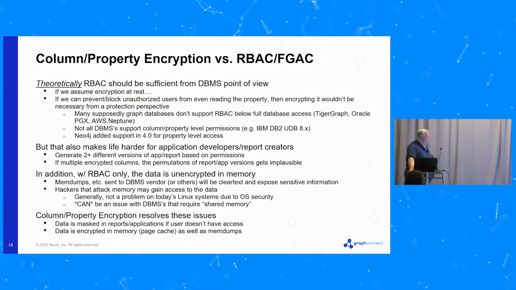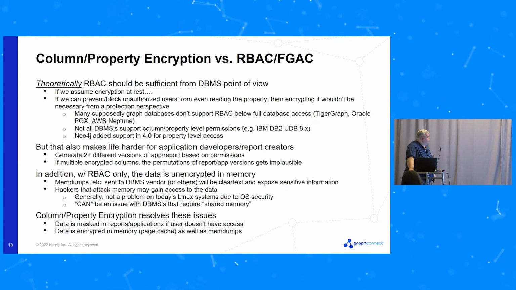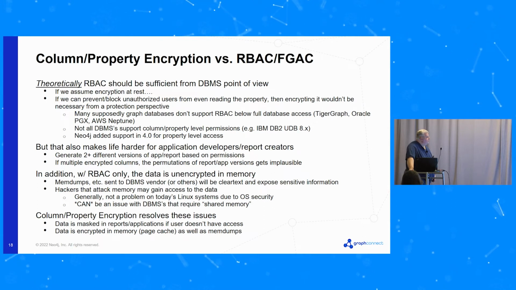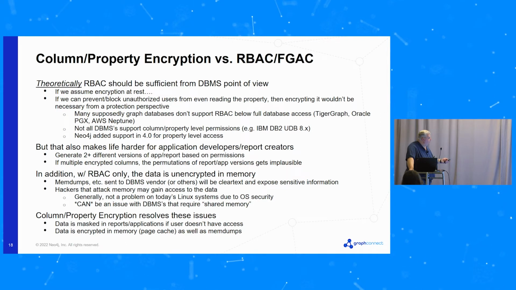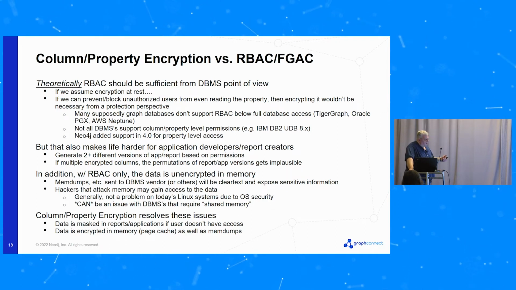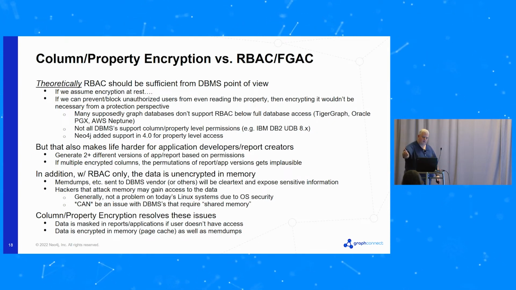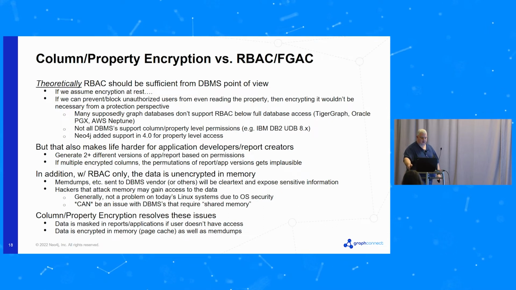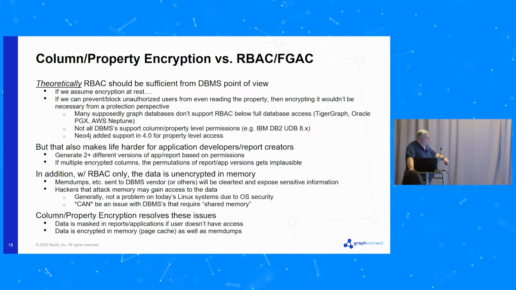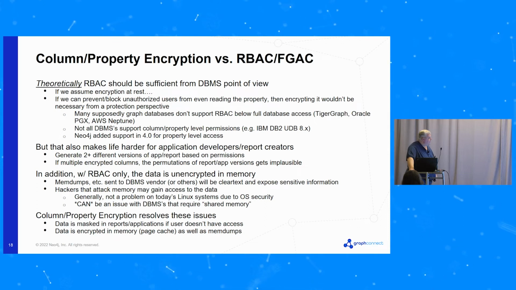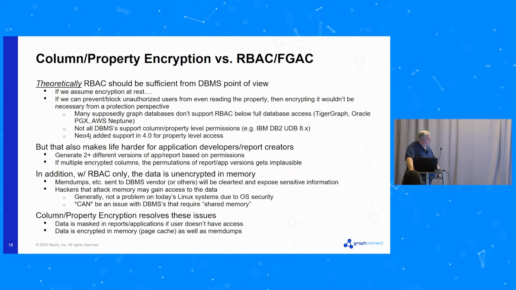So this kind of gets into the difference between property encryption versus role-based access control or fine-grained access control. Theoretically, RBAC should be sufficient from a DBMS point of view. This is sort of true. You can grant DBAs certain roles and they cannot actually get into the database. So they can't actually get to the data with Neo4j. But that still doesn't pass a lot of people that are coming and checking your systems out, doing the audit of the systems. So generally you still maybe have to do the encryption.